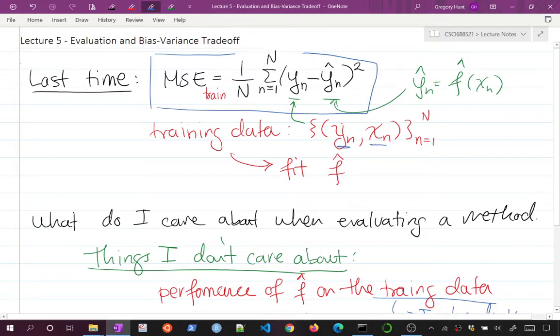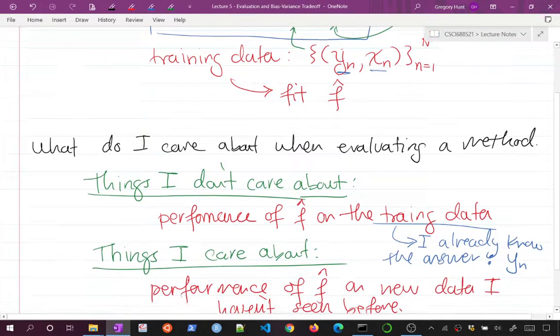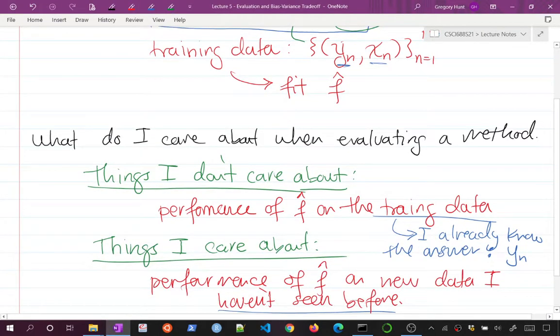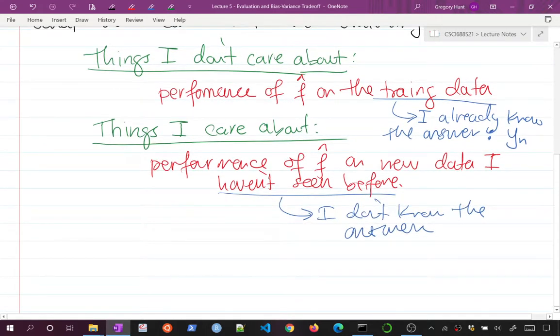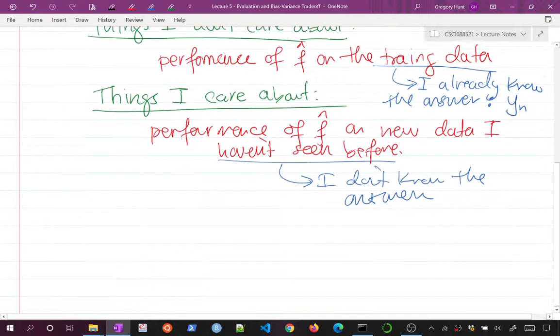All I want to do is build a black box prediction algorithm. I don't really care about how well it does on the training data, in some sense, because I know the answer. This is all a bit weird because in some sense, you're going to use the training data to learn it, right? So in some sense, you do care a little bit, in so much as you care that the algorithm should use that training data. But ultimately, my goal is to predict on new data.